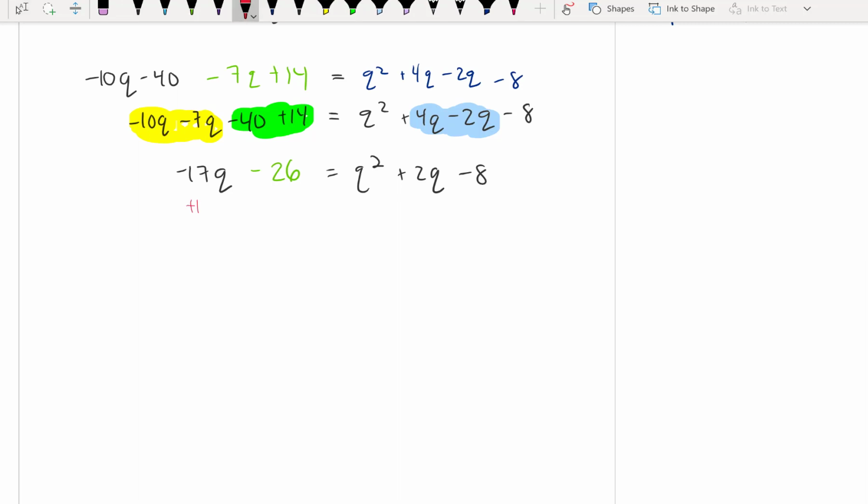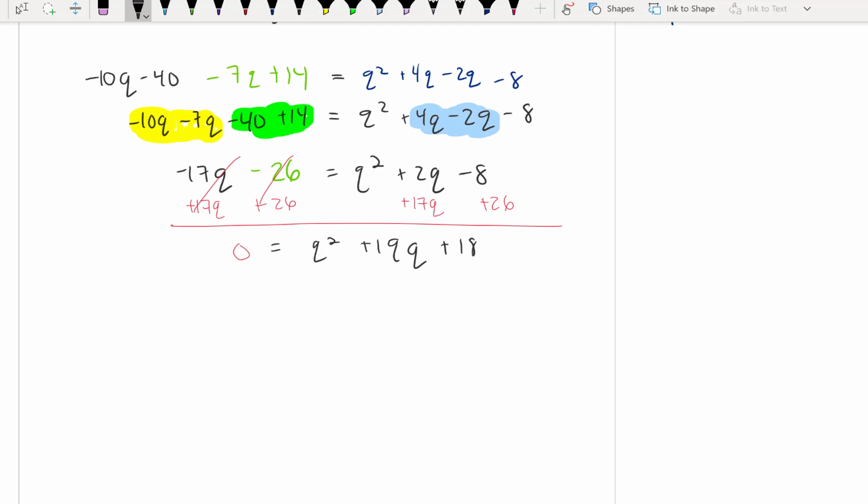So I'm going to add 17q. And I'm going to add 26 to both sides as well. So then on this side, I get a 0. Perfect. I have my q squared. And 17 plus 2 is going to give me a positive 19q. And negative 8 plus 26 is going to give me a positive 18.